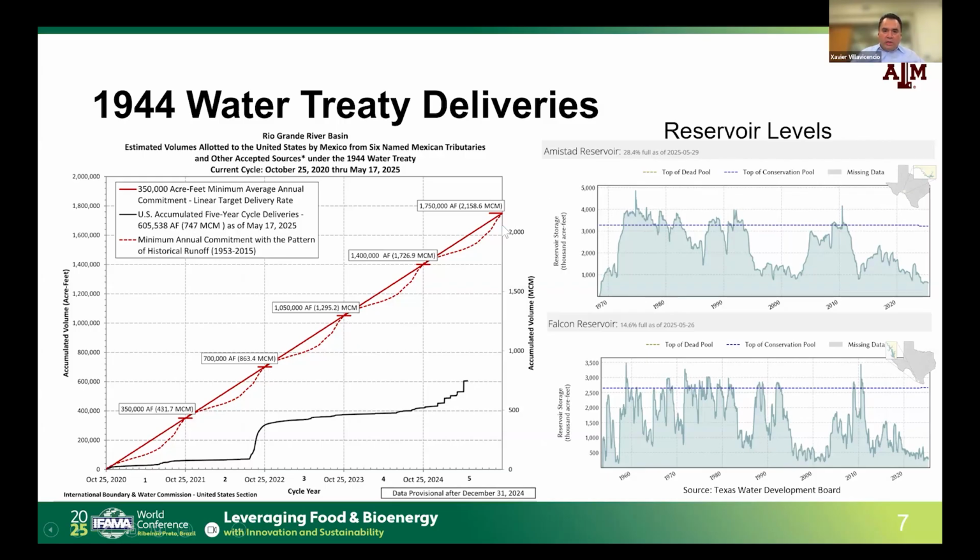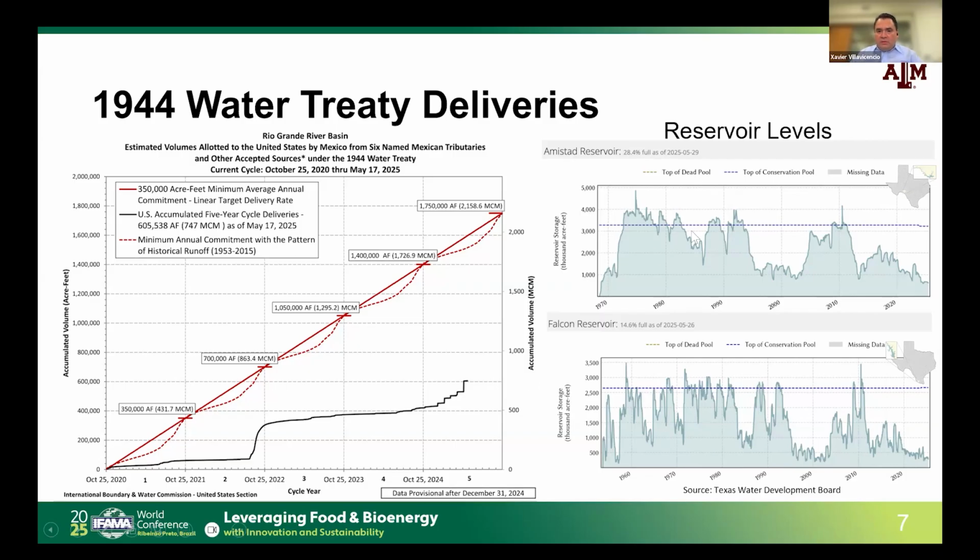According to this treaty, by the year 2025, Mexico had to, in theory, deliver approximately 1,800,000 acre feet of water to the river. But in reality, because of the droughts that we have had in the last few years, the amount of water that Mexico has delivered to the Rio Grande River is just 600,000 acre feet, which is approximately 35% of the commitment.